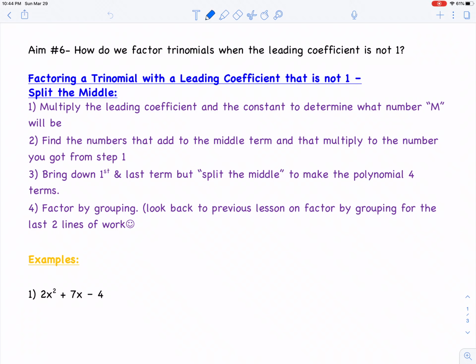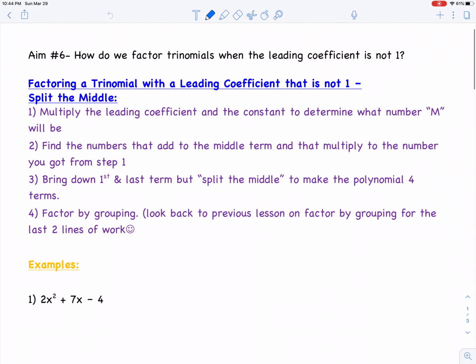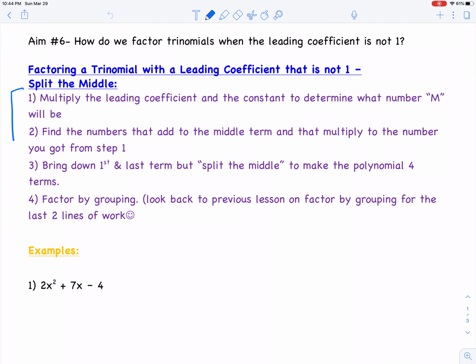Okay, so today's examples are now going to be factoring trinomials that have no common factor that you could factor out, and now the leading coefficient is no longer going to be 1. So we're going to follow these 4 steps. Make sure you read them to yourself before, because I'm going to keep referring back to them.